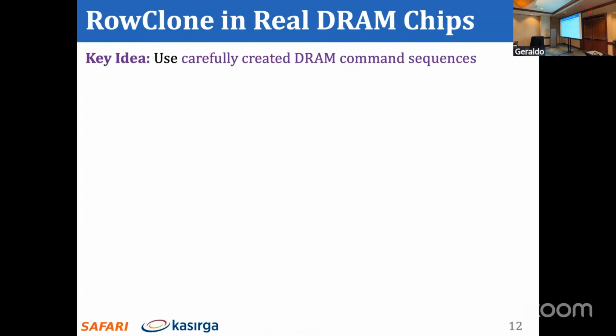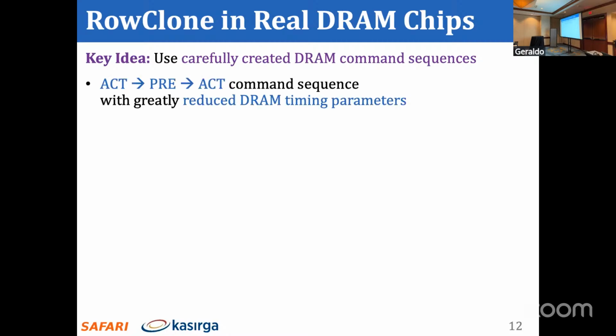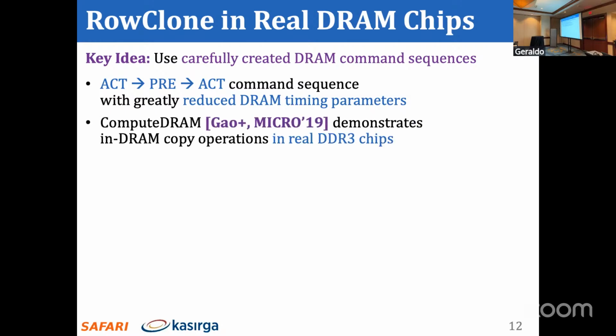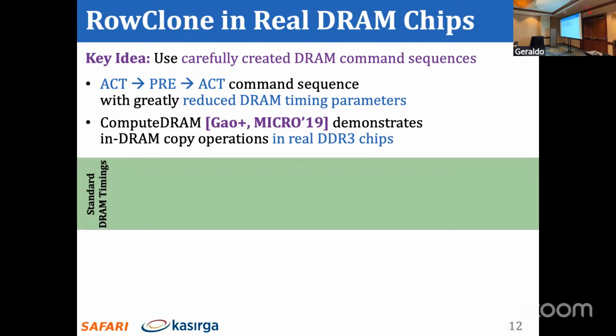So we use a carefully created DRAM command sequence. It's basically an activate, precharge, activate command sequence. But you reduce the timing parameters, or the delays between those commands, to a point where you violate the DRAM standard. This is based on what ComputeDRAM demonstrated in MICRO 2019. We adopted this way of performing RowClone operations.